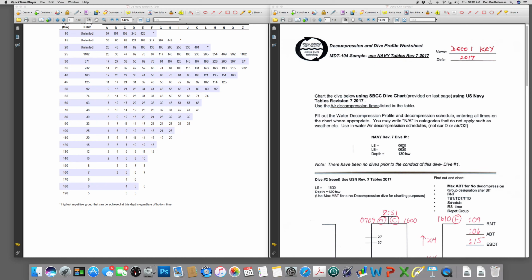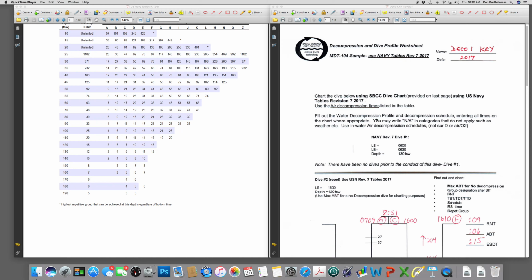The first dive, we're going to leave the surface at 6 o'clock and we're going to leave the bottom at 6:30. Navy definition of bottom time is leave surface to leave bottom. So therefore our bottom time is 30 minutes. Our depth is 130 feet. That information I have to give you.